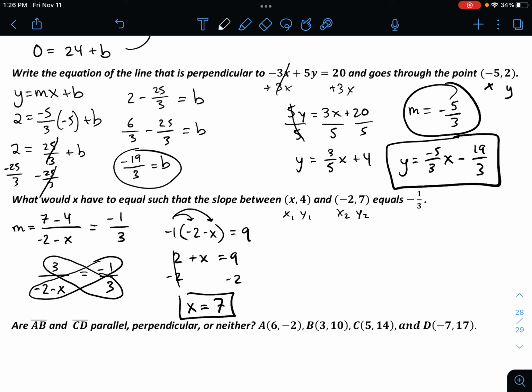So 7 is the value of x that would make the slope equal to negative 1/3. And you can just try it out too if you want. If we were to take this 7 and plug it in right here for x, we would get 7 minus 4 is 3, and negative 2 minus 7 is negative 9, and we know that 3 over negative 9 is the exact same as negative 1/3, right? It's just reducing a little bit. So we can verify that we got the correct answer. If you ever want to verify, feel free to do that just to make sure you did it correctly.